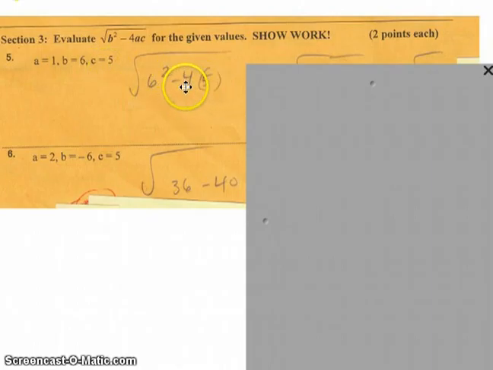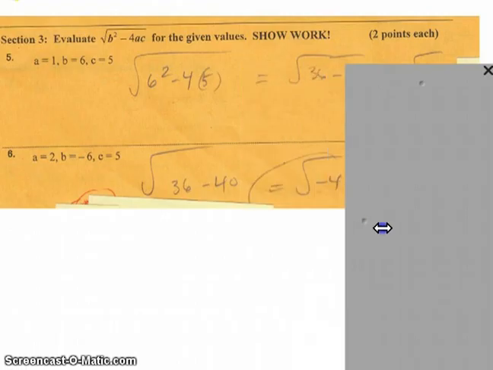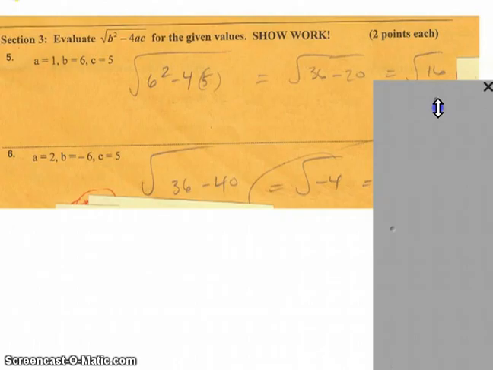You probably would have written minus 4 times 5 times 1. Anyway, minus 4 times 5 is -20. 6 squared is 36. So in the radical, you should have 36 minus 20. And you're ending up taking the square root of 16, which is plus or minus 4.